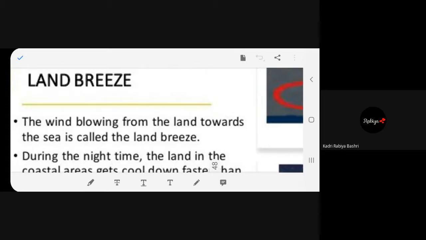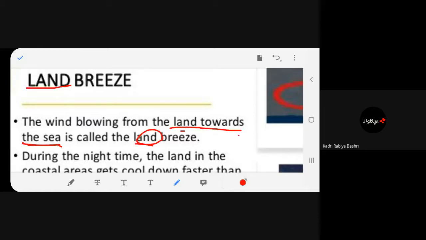So the wind is blowing from the land towards the sea. This is how you have to remember. So it is called land breeze. So what is the first one? Land towards the sea, so land breeze. Is it understandable?